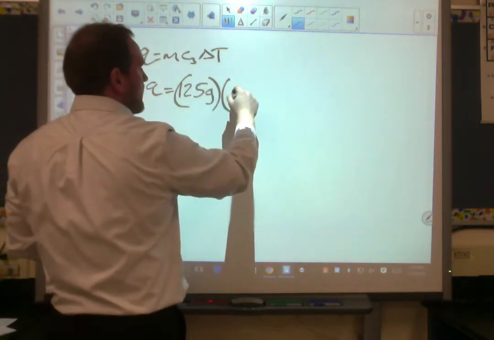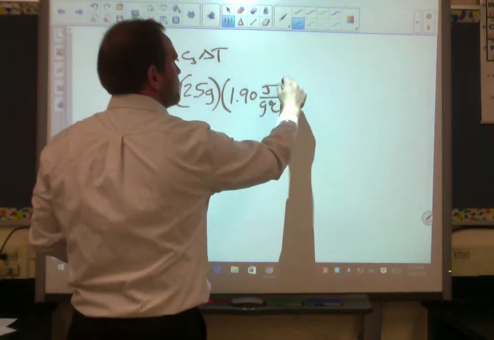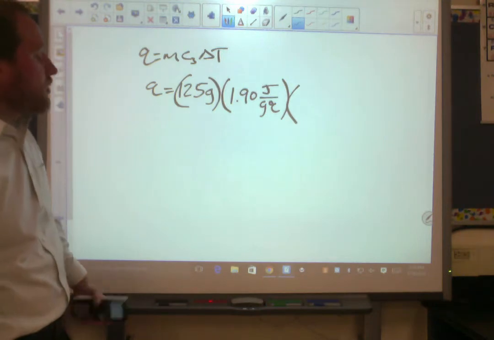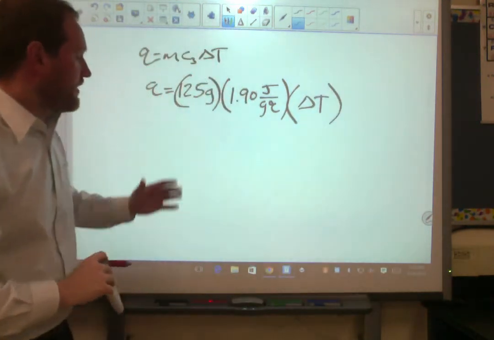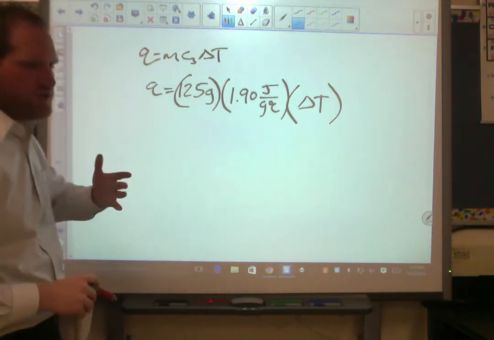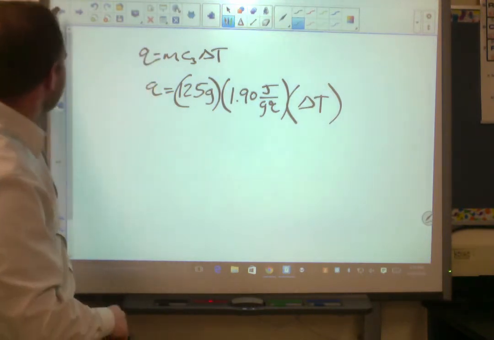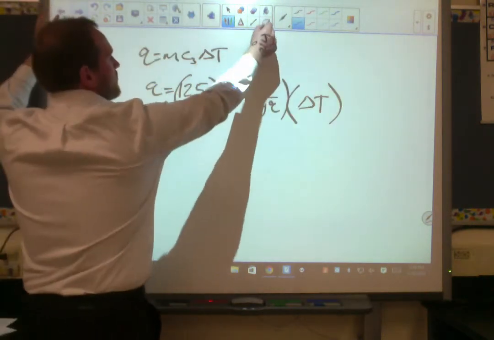c3 is the gas constant. I use 1.90 joules per gram degree Celsius. Your teacher might use something slightly different. And delta T, that is what we're solving for. In fact, I normally set this up differently. I should have rearranged first. I could do it this way. Q, we're actually going to plug in Q now. This is how much energy we have left over, 19,050 joules.